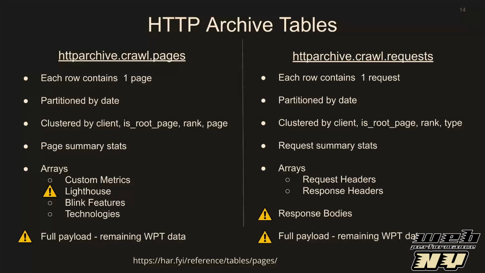There's two tables in the HTTP Archive. This is much more simplified than it was a few years ago. There's a pages table and a requests table, and each of these tables has all of the data going back to 2010. So the data is partitioned by date so that you're not querying like 2 petabytes of data.